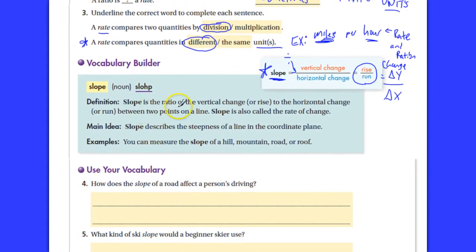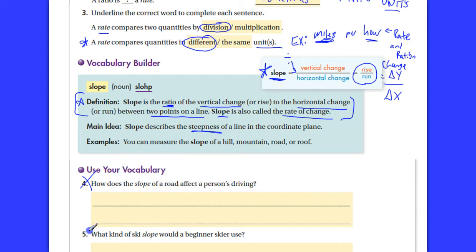Now, here's the definition. It's a ratio or rate, a ratio of the vertical change to the horizontal change between 2 points on a line. Slope is also called rate of change. This is really important right here, this definition. It says it perfectly for you. A way to think about it is the steepness of a line, and you can obviously see them in hills, mountains, roofs, some roads as well.